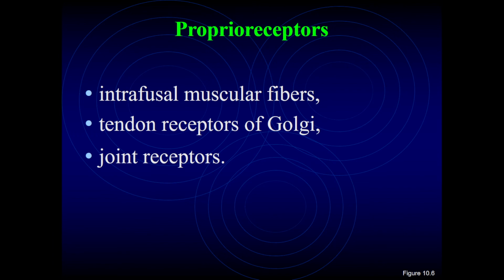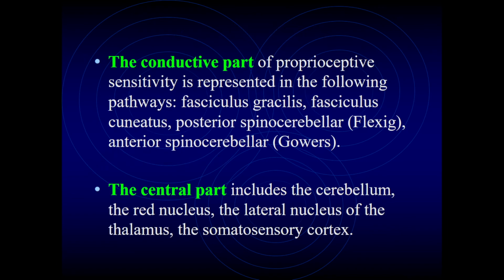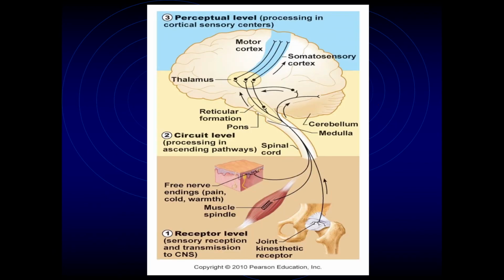The conductive part of proprioceptive sensitivity is represented in the following pathways: fasciculus gracilis, fasciculus cuneatus, posterior spinocerebellar or Flechsig's tract, and anterior spinocerebellar or Gowers' tract.